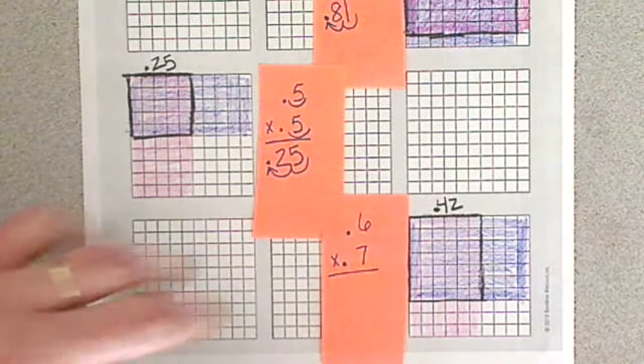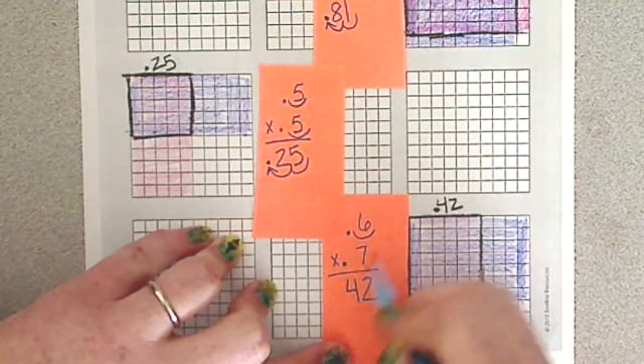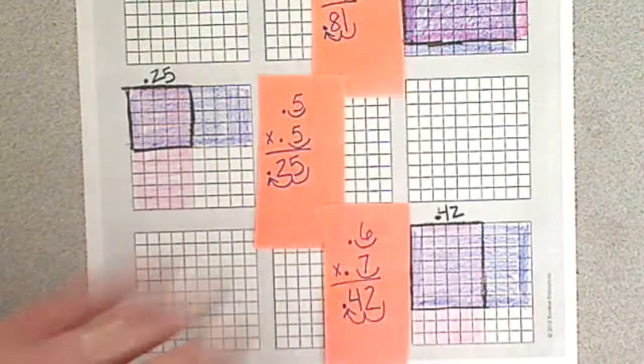Last time looking at the standard algorithm, we know that 6 times 7 is 42. And I need to count 1, 2 decimal places. 1, 2, and place my decimal.